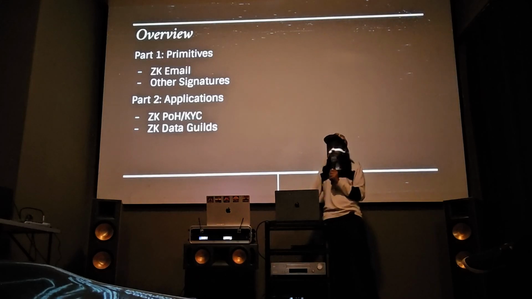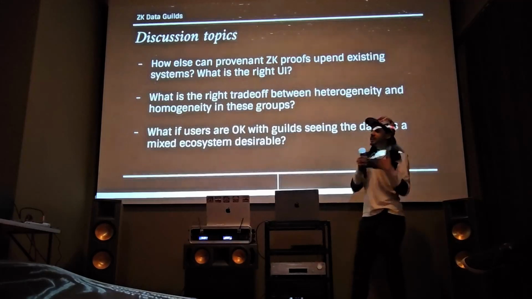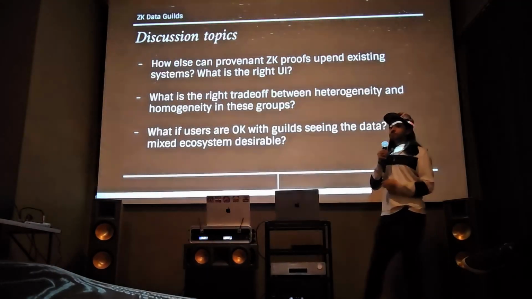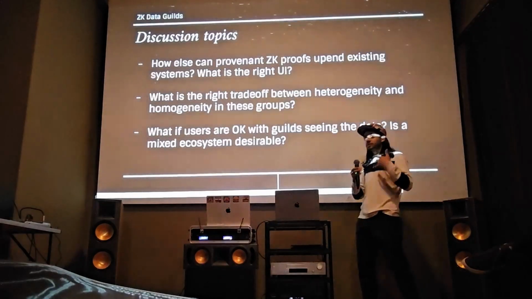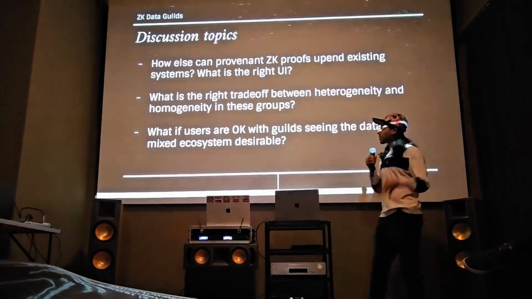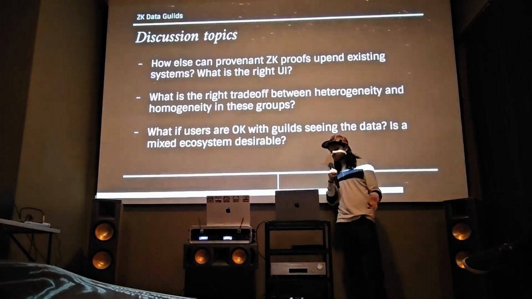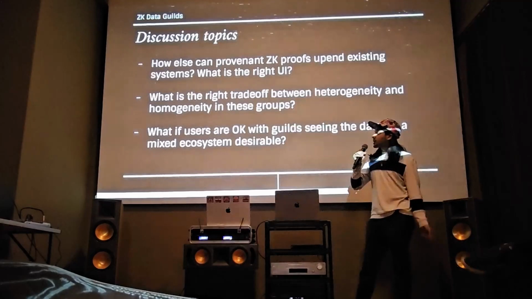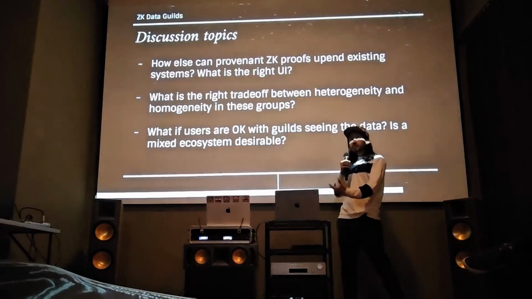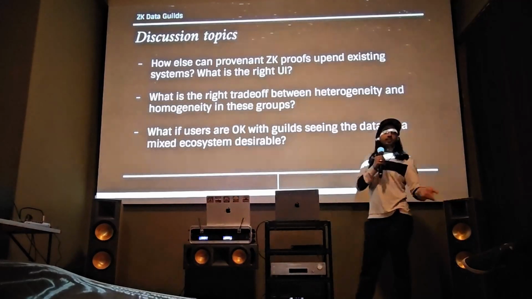And so there's a lot to think about here, and there's a lot of different things you might imagine to change. For instance, how can we plug these provenance ZK systems into existing systems? Is there a trade-off between how homogeneous or how heterogeneous these groups are? And what if users have different privacy desires or guarantees? I'm excited to chat about ZKML stuff afterwards, or any of these data guild ideas, because we're still thinking about the actual structure that such a platform might look like.